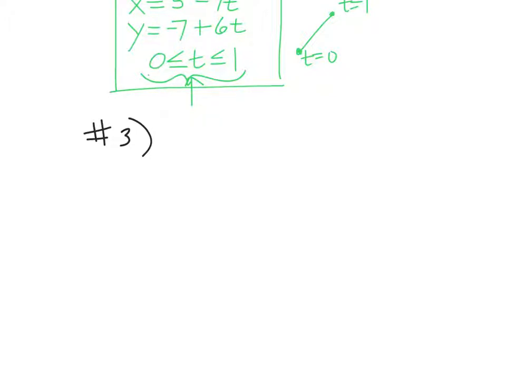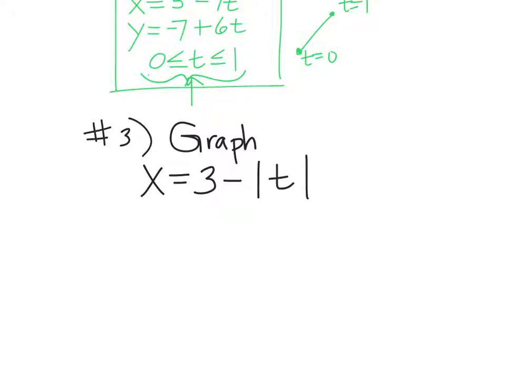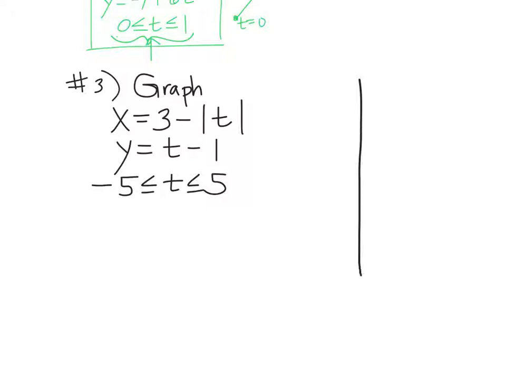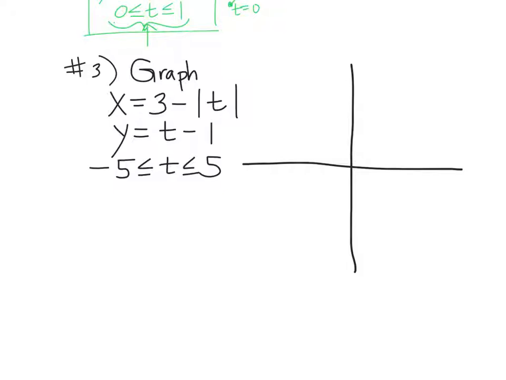Okay, this last one is an interesting one. We're going to use our calculators, and we are going to graph. Graph x equals 3 minus the absolute value of t, and y equals t minus 1, and t is from -5 to +5. We're going to graph this, and then I'm going to ask you some questions. Not personal questions. That would be rude.